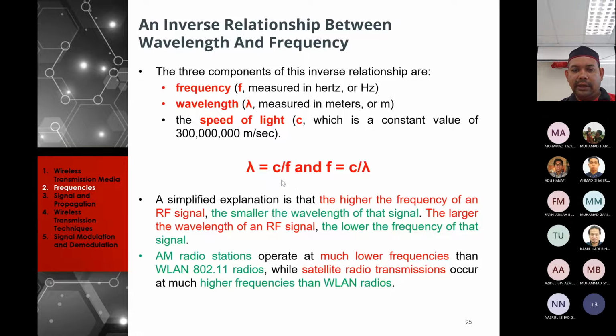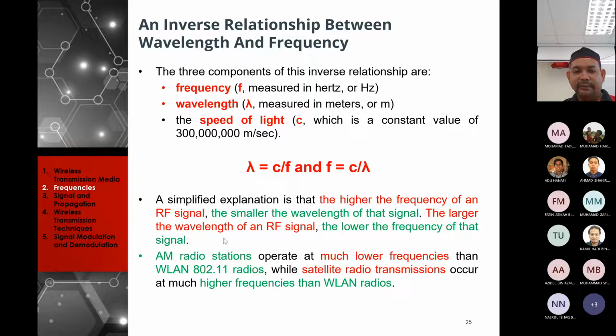Okay, so the equation from before: lambda equals the speed of light, or C, divided by frequency. Or frequency equals the speed of light divided by wavelength, or lambda. A simplified expression is: the higher the frequency of an RF signal, the smaller the wavelength of the signal. If it is a larger wavelength RF signal, it will be the reverse, a lower frequency.